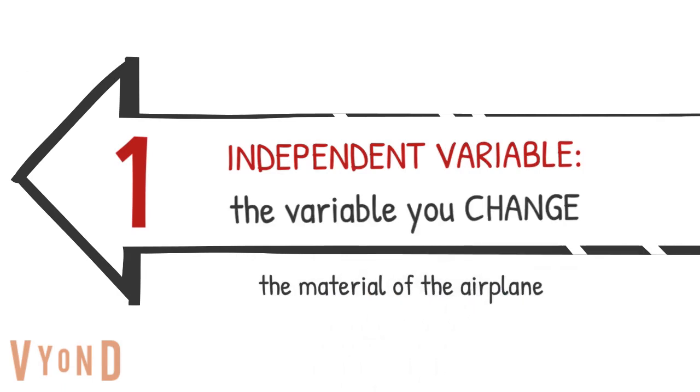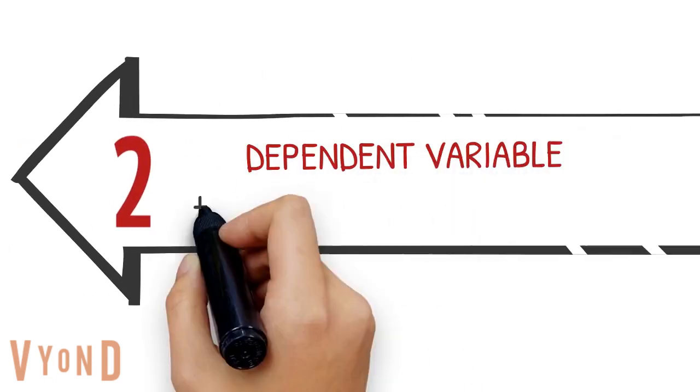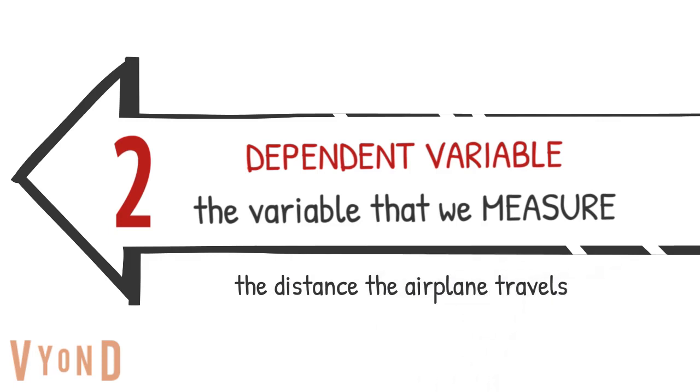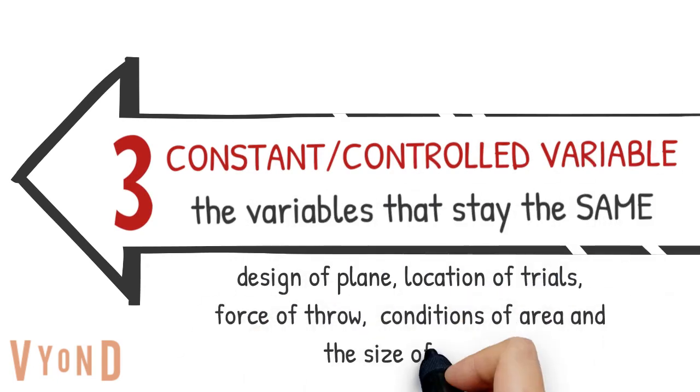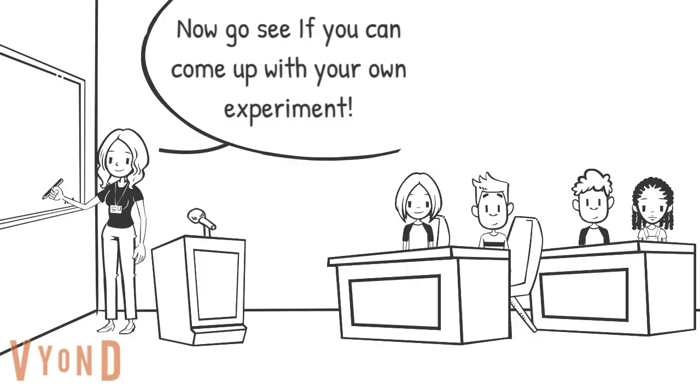When we double check that our experiment has only one independent variable, the thing that you change, which was the material of our airplanes, one dependent variable, the thing that we measure, which was the distance the airplanes traveled, and our constant or controlled variables, which stay the same in every trial, we know that our experiment will be accurate and repeatable. Now let's go see if we can find these different types of variables in other experiments.